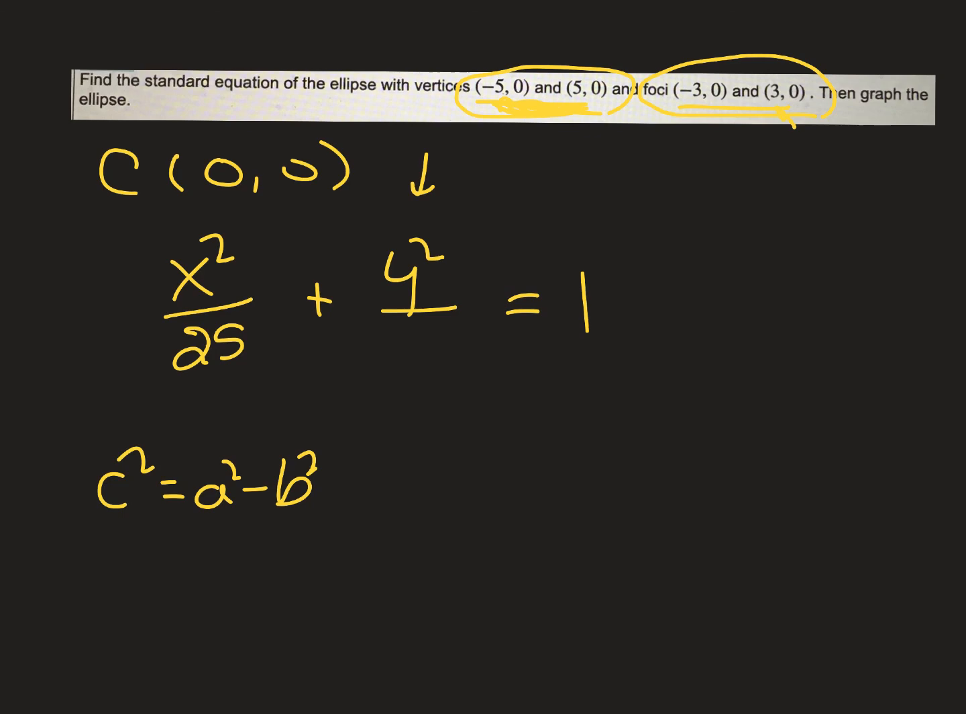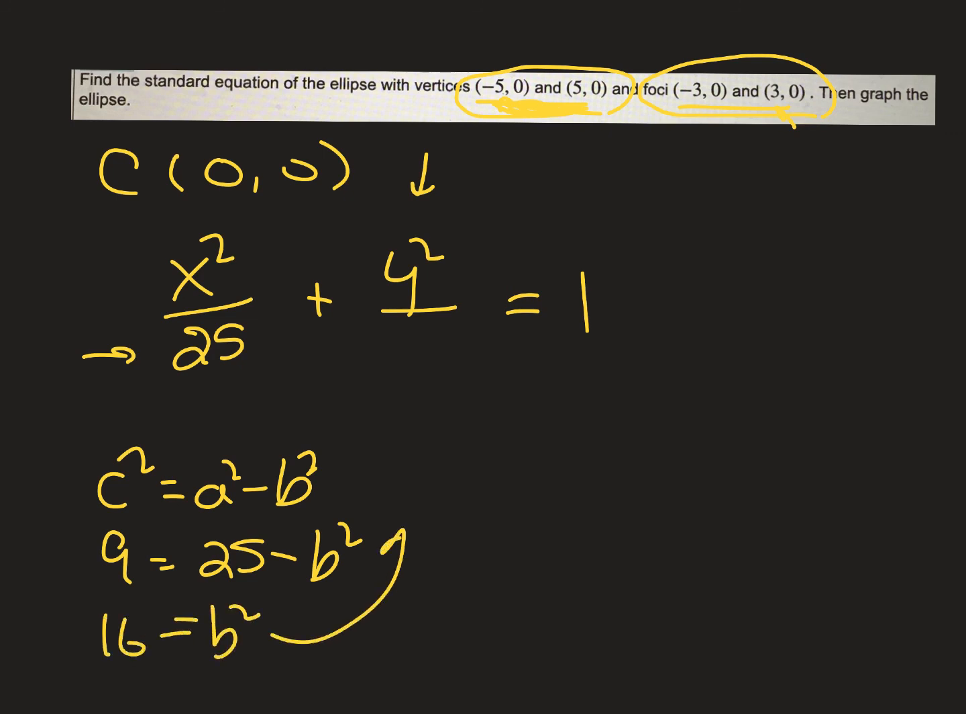The 3, the negative 3 is the c. So if I do 3 squared, that's 9. A squared I know is already in the problem. That's 25. So you just got to figure out b squared. Not b. I need b squared for my equation. So 25 minus what is 9? Everybody knows it's 16. So I'm going to take the 16, just plug it in right there. And guys, there's my equation.